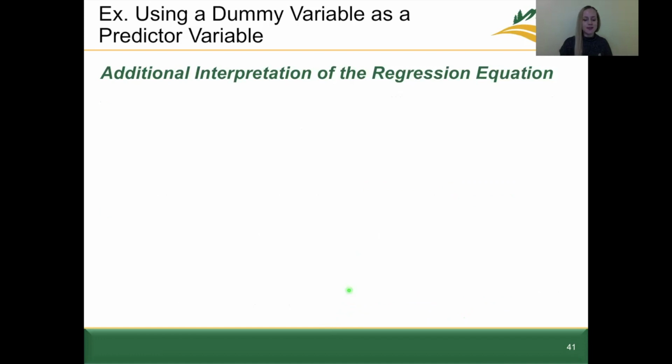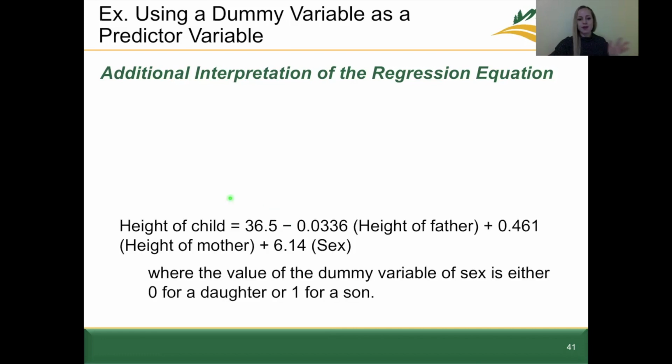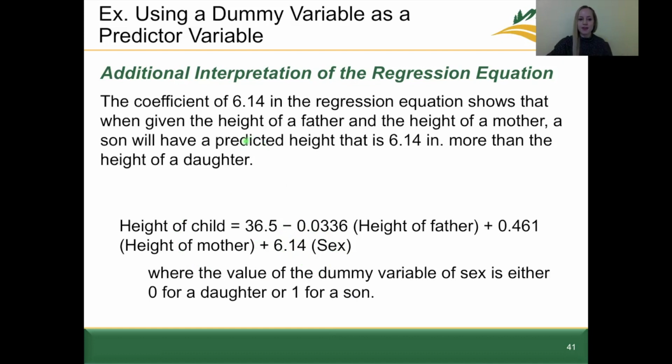Next then, just for some additional interpretation using a multiple regression equation. As a reminder, this was our multiple regression equation. Now we can actually make some more connections here. What we see for that last coefficient for the binary gender is that coefficient of 6.14. This shows that when given the height of a father and the height of a mother, the son will have a predicted height that is exactly 6.14 inches taller than the height of a daughter. Why is that again? Well, remember, a daughter dummy variable was 0 and the son's dummy variable was 1. So that's just another interesting connection we can make when we have a multiple regression equation like this using dummy variables.